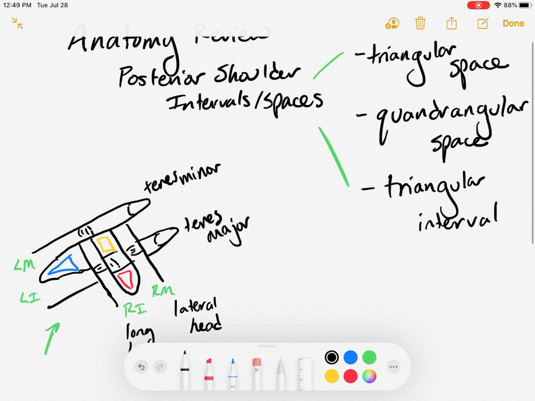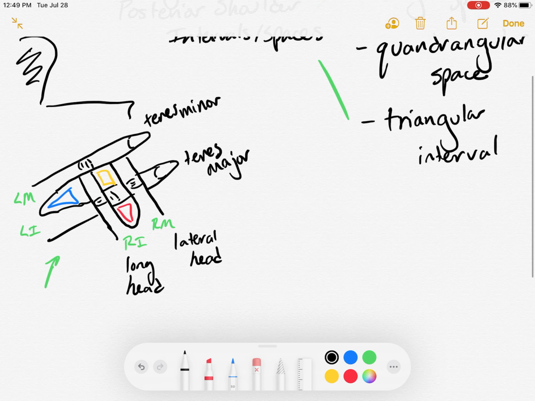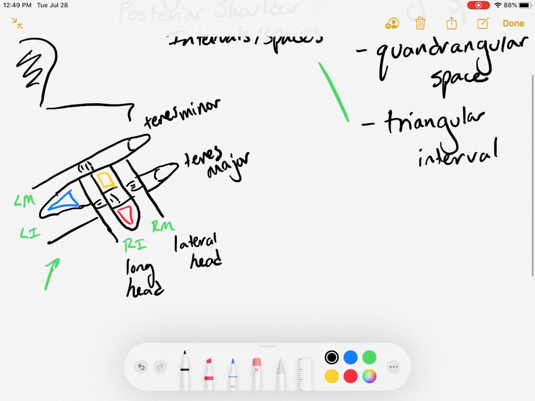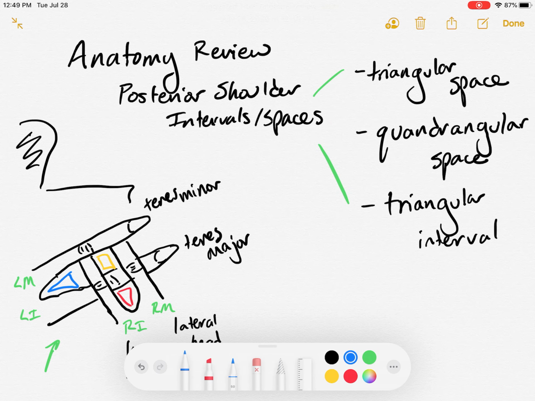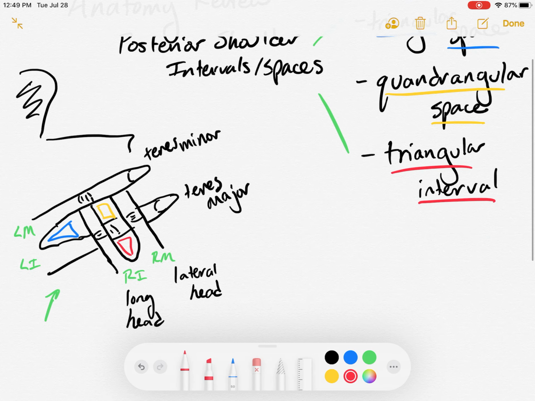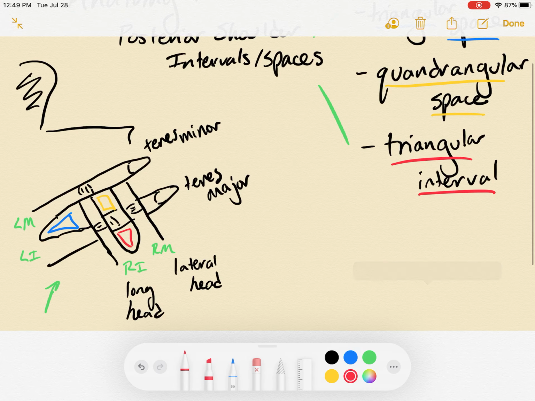So again, this is a posterior view of the right shoulder. So here would be the back of a patient's head with their hair, and here's their shoulder, and the muscles just posterior to the scapula here with our three spaces that we're discussing today. So again, the triangular space we did in blue. The quadrangular space is a nice little square that our fingers created in yellow, and the triangular interval with R from our right hand is the triangle between those two fingers.